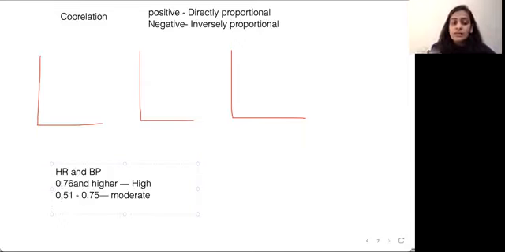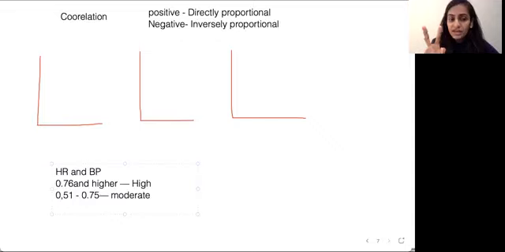Now, does it depend on whether it is positive or negative? Does that determine the strength of the correlation? No, it never determines the strength of the correlation. The closer it is to 1, the stronger the correlation. So if my correlation is 0.99, it's very strong. If it is negative 0.99, it is still very strong. It's just that now they are going to be inversely related.